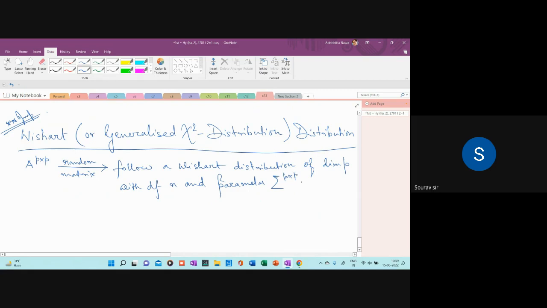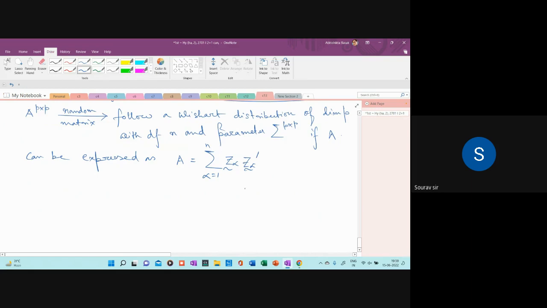if A can be expressed as A equals summation over alpha running from 1 to n of Z alpha curl, Z alpha curl transpose, some alpha-dimensional vector multiplied by the transpose of another alpha-dimensional vector, where each Z alpha curl follows a p-variate normal. The difference is, instead of mean mu curl, it has a mean zero curl. It follows IID, and the dispersion matrix is sigma, which is greater than 0, for all alpha running from 1 to n. The same thing as we were doing with x alpha curl, I have just changed the name.